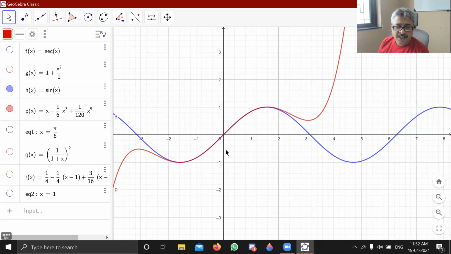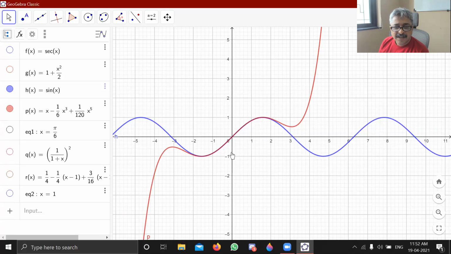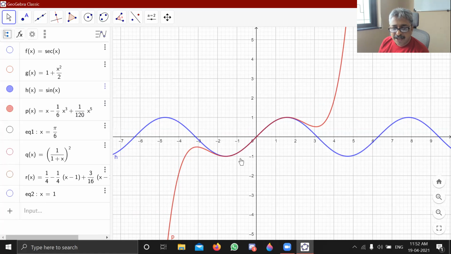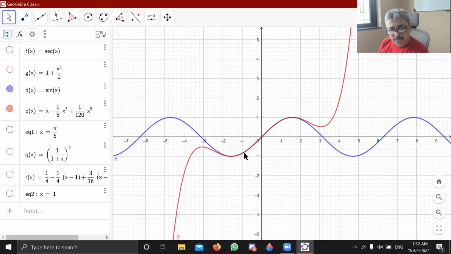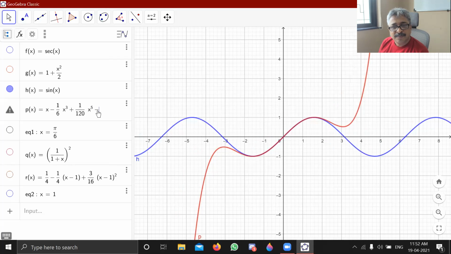Now, do you see that they start aligning with each other for a long time, almost near 0, practically up to now minus 1.5, almost up to plus minus 2, it is matching. Okay, one more term, minus 1 upon 7 factorial x raised to 7.